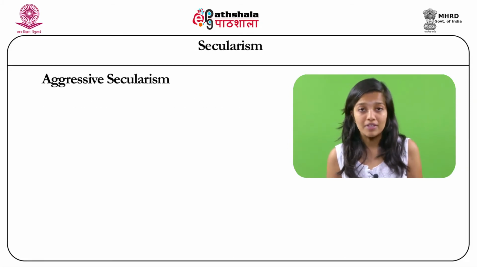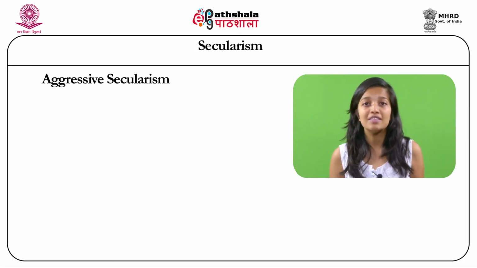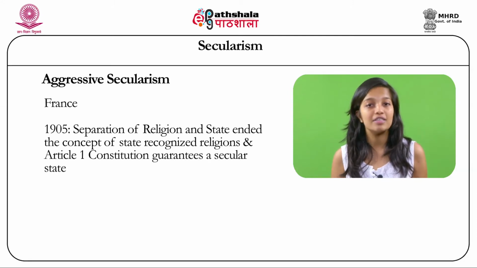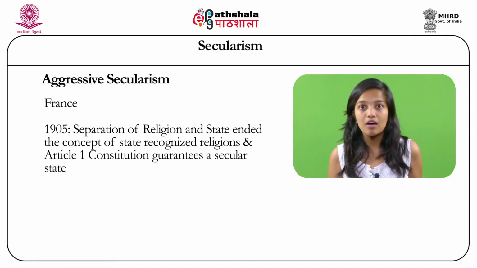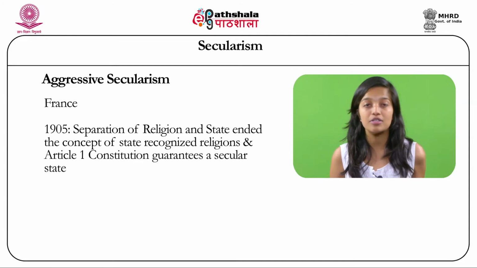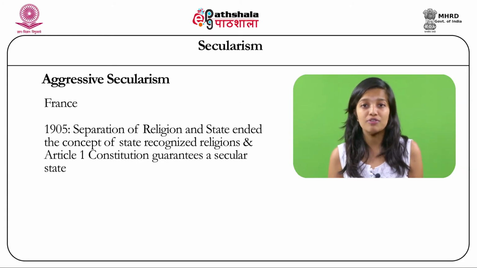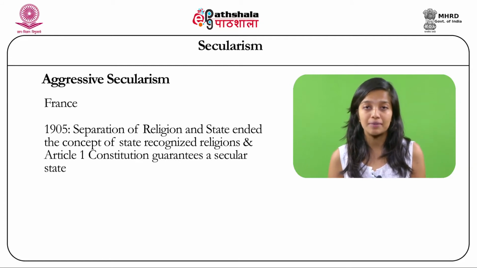What is an example of this? The best example of this is the case of French constitutional law. As early as 1905, in France, there was a law that separated the religion and state and ended the concept of any state-endorsed religion. We see that this is in stark contrast to other European countries. For instance, Greece, that we've already discussed, that continues to have a state religion, and even against the laws in England. Article 1 of the Constitution of France guarantees now a secular state.